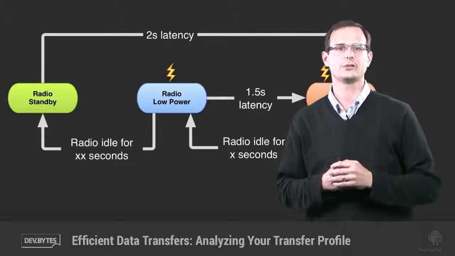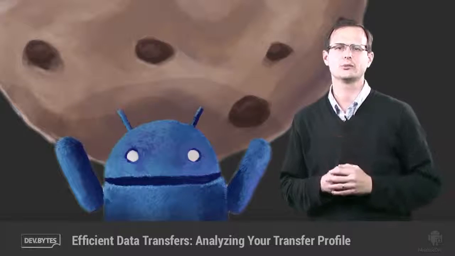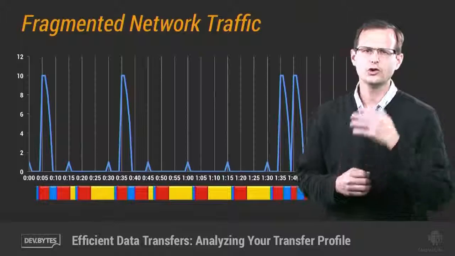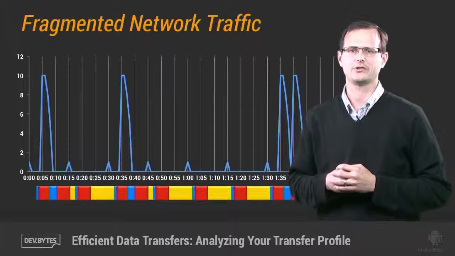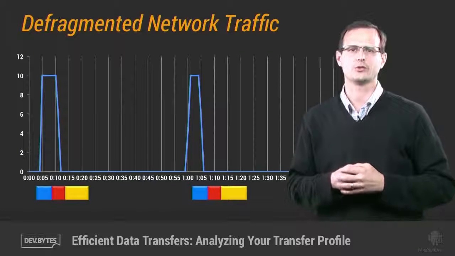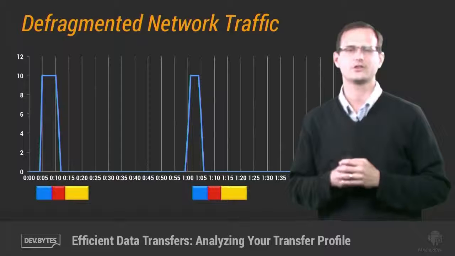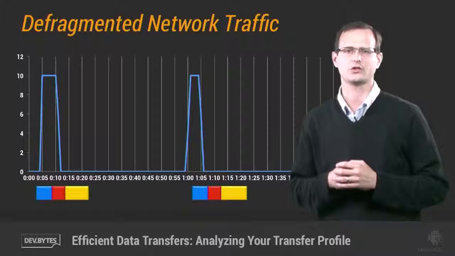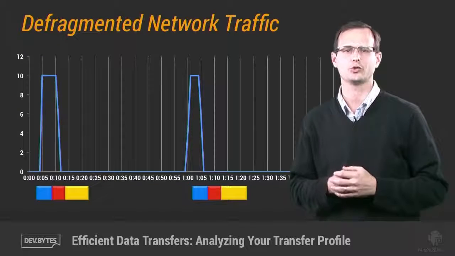As you may have already seen in my DevByte on understanding the cell radio, it's good practice to use the big cookie approach to data transfers to avoid a fragmented network traffic profile that keeps the cell radio powered up indefinitely, in favor of minimizing the number of radio state transitions. Now, before you optimize your code, you need a way to generate these graphs that show exactly when your app is transferring data, and to understand what you're looking for, so you can look for areas that need improvement.